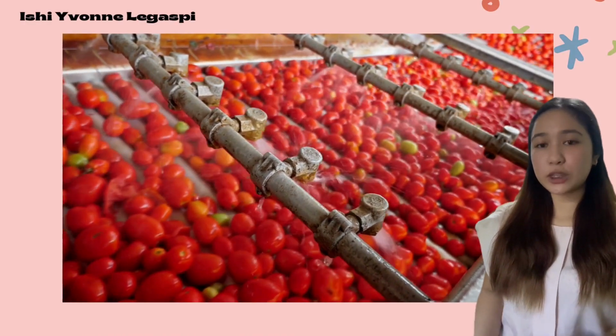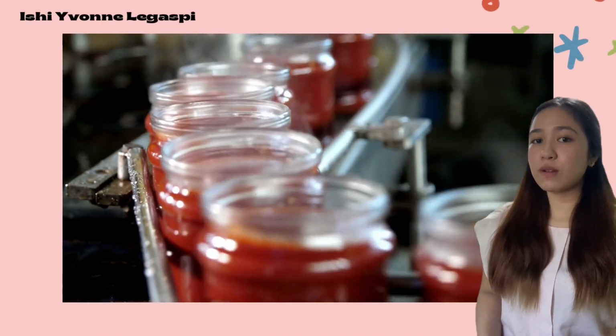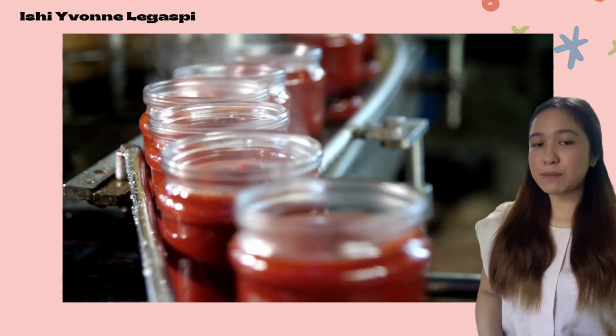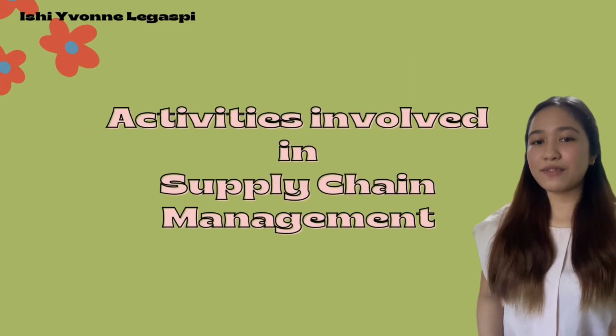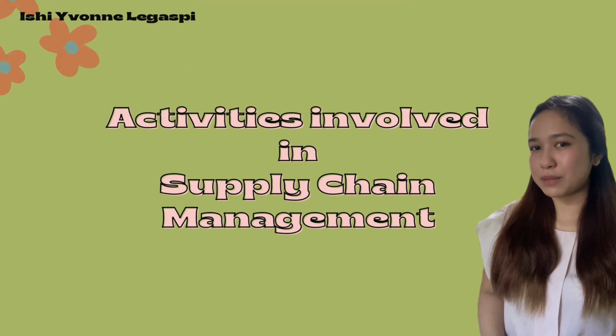Supply chain management deals with how businesses turn raw materials into finished products and then transport and distribute those products to the consumers. It is a system that links businesses to their suppliers, allowing them to produce and distribute goods and products. Further, let's take a look at the following activities involved in supply chain management.